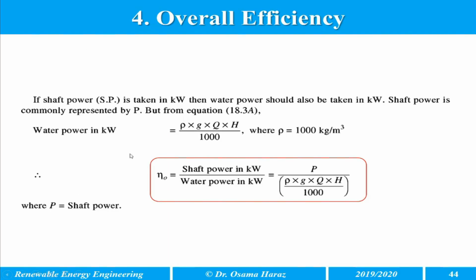So at the end, we can calculate eta naught, which is the power of the shaft over the water power in kilowatt, which is rho G Q H over 1000. You can get the total efficiency, or overall efficiency, from this equation.